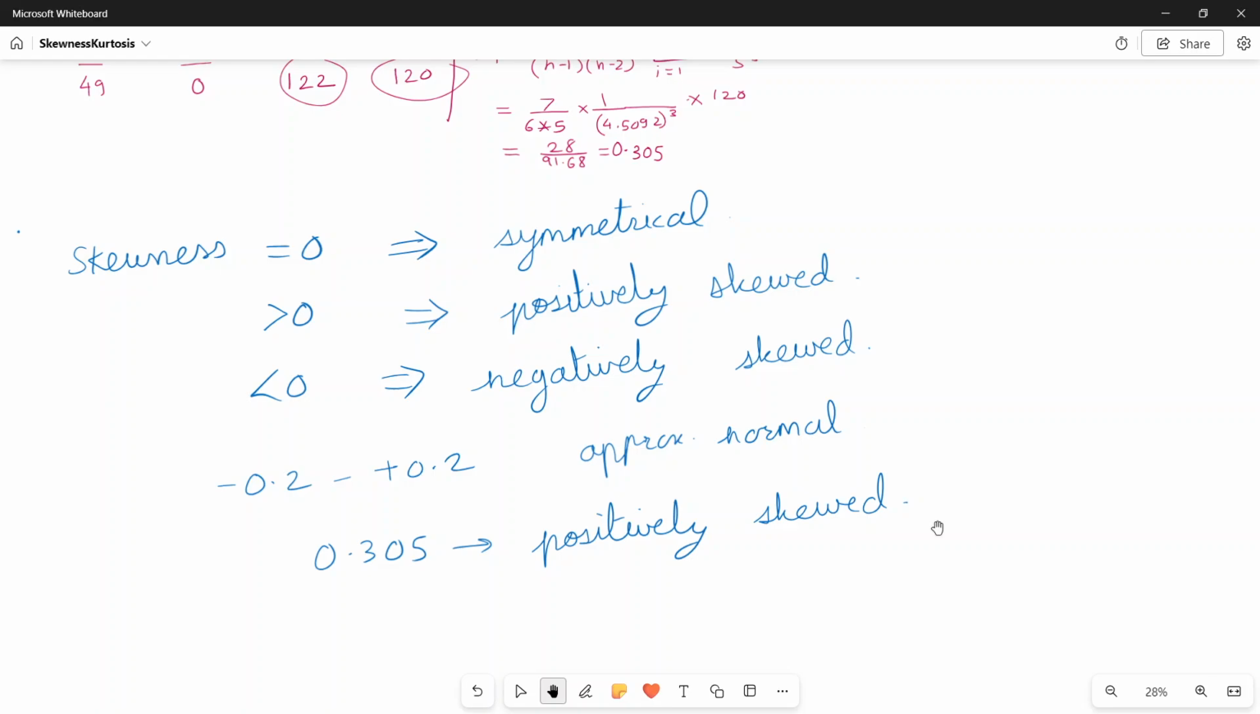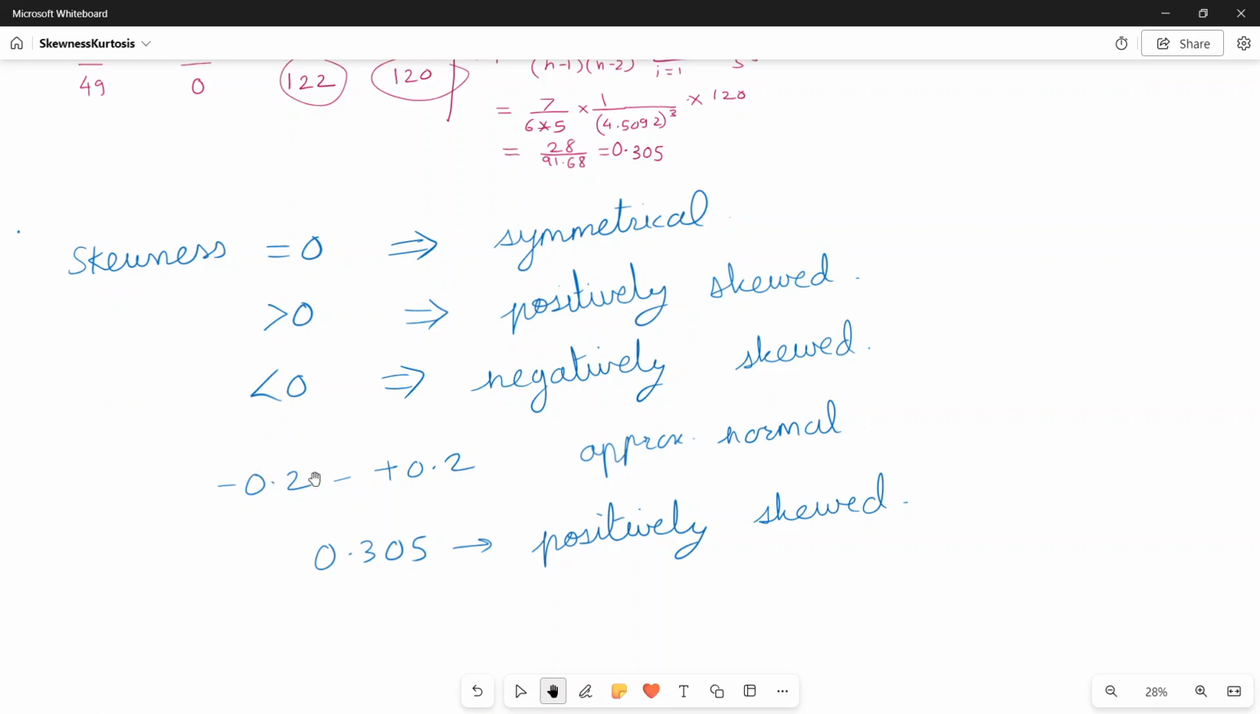Hello everyone. So now let's take a look at the interpretation of the skewness value that we just calculated. If the skewness is equal to 0, that means our data is symmetrical, our distribution is symmetrical. If the skewness is greater than 0, that means our data is positively skewed. And if the skewness is less than 0, that means our data is negatively skewed.